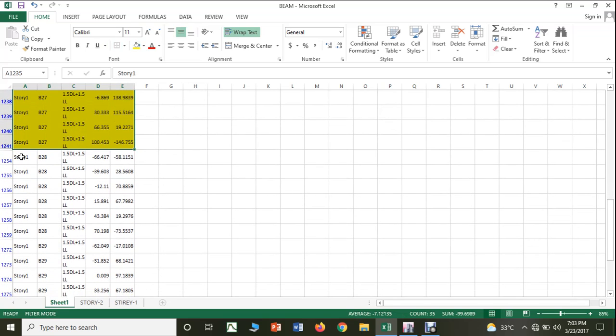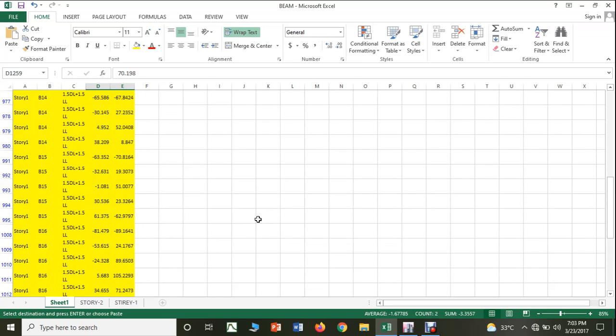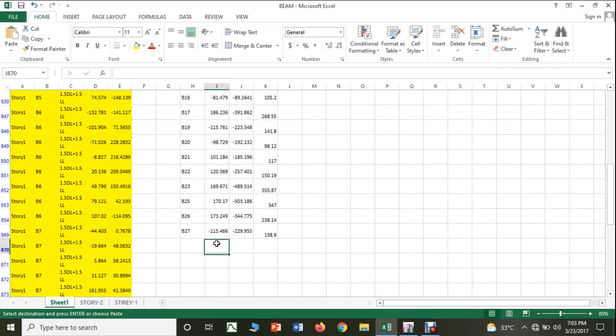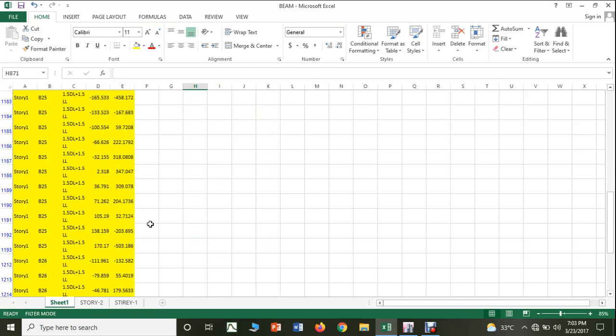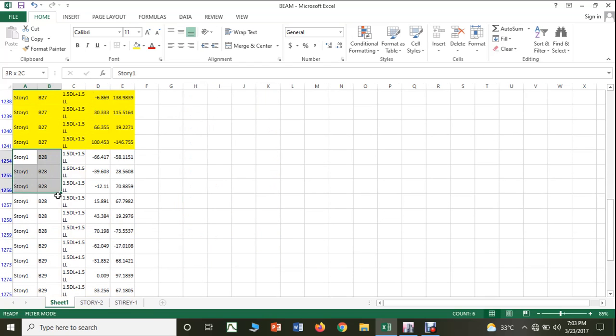So the next that you can have is beam 28. You can see the highest value is this one, and the positive value will be 70.88. Okay, so it is 70.88, beam 28.